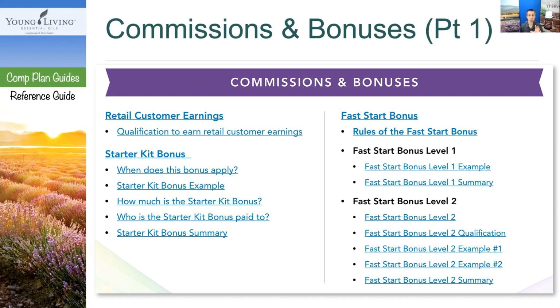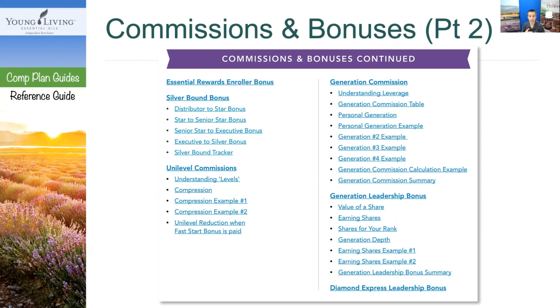And then commissions and bonuses. This is broken up into 2 parts because there's a lot on covering all of the commissions and bonuses. So we start off there with things like retail customer earnings, starter kit bonus, and the fast start bonus. And then on the next page, we have all of the other things like the ER bonus, uni level commissions, generation commission, generation leadership bonus, and the Diamond Express leadership bonus. So all of that is in 4 actual pages in the PDF file, and they're the sections and how it's broken up. So you can see there's a lot of information in there, and each one of those blue underlined links is clickable, so you can learn more about it.